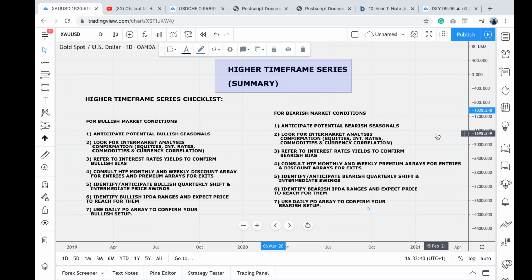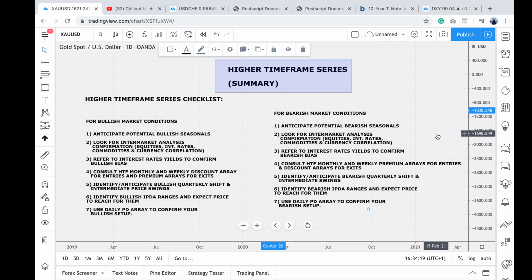And number 6, you're looking for bearish IPDA ranges and expect price to reach for them. So you're looking for bearish liquidity in the marketplace, where you expect fund level liquidity to be resting for a bearish market tone, and you're going to look for price to trade into that level, because this is where the fund level liquidity will rest, and this is what the central banks would consider a profitable move in the marketplace. And lastly, you want to use your daily PD array to confirm your bearish setup for execution or for entry.